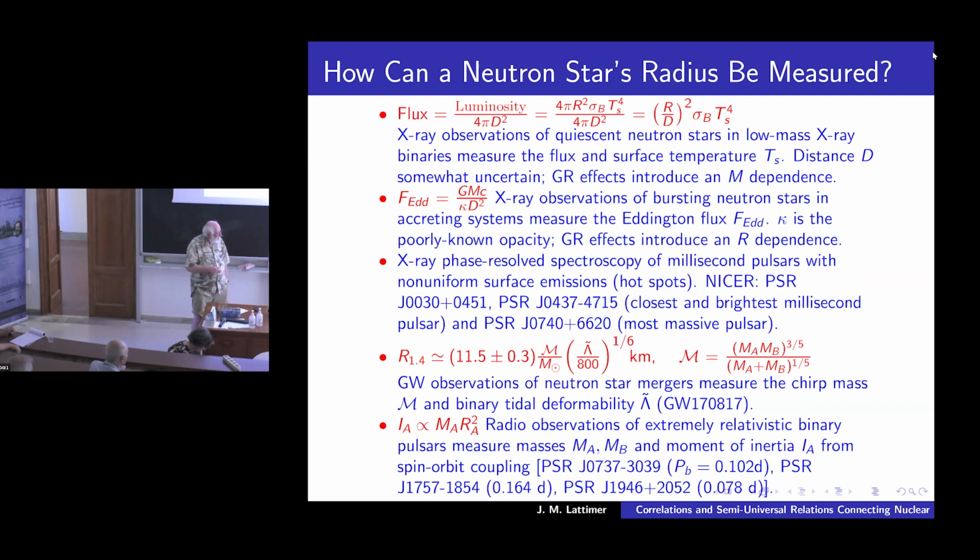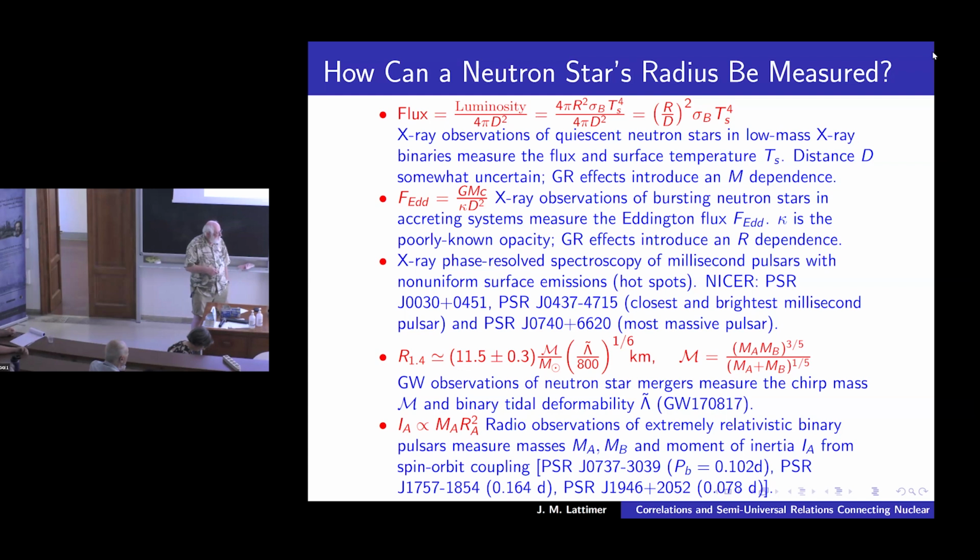And finally, one can measure in binary systems like J0737, where we see spin-orbit coupling. If this can be measured precisely enough, general relativistic effects will be able to determine the moment of inertia of at least one of the stars in the system. And since the moment of inertia is roughly proportional to the mass times the radius squared, and the masses in this system are known very precisely, we get an inference of the radius.